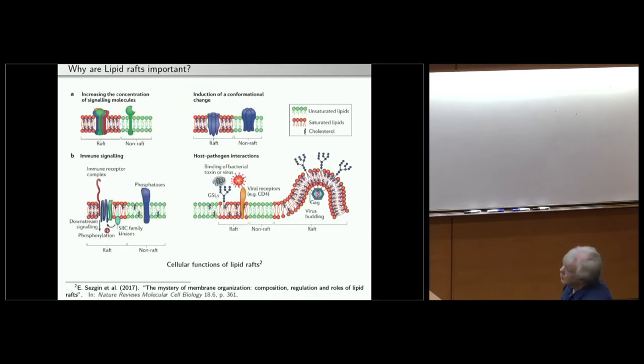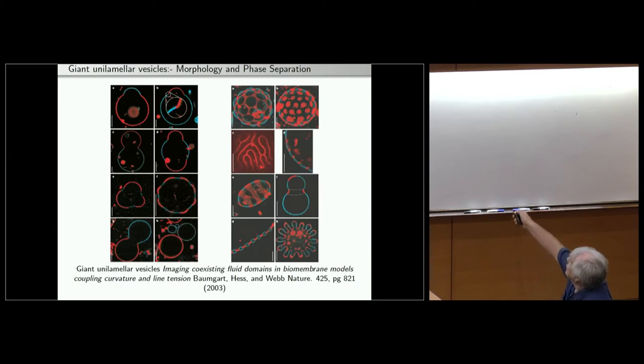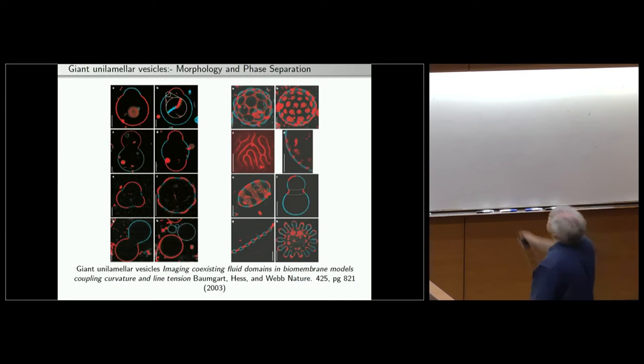I'm going to say something about this picture up here. So my talk is going to be about this picture up here. This object was created in the laboratory. It's what we call a giant unilamellar vesicle, so it's larger than cells.